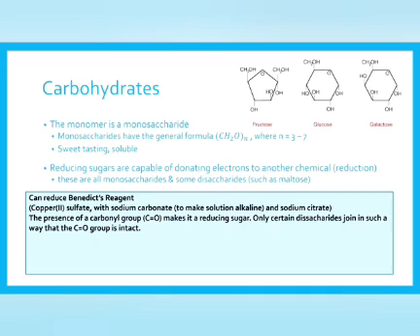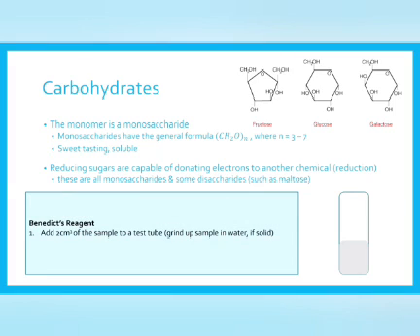So we have a test in order to detect the presence of reducing sugars, and we do this by using Benedict's reagent. Benedict's reagent is copper 2 sulfate, as well as sodium carbonate, which makes the solution alkaline, and also sodium citrate. The presence of the carbonyl group, which is a carbon double bonded to oxygen, is what makes something a reducing sugar, and this is because this group is capable of donating electrons. Only certain disaccharides have been joined up in such a way that this carbonyl group is actually intact and therefore still capable of donating electrons to other chemicals.